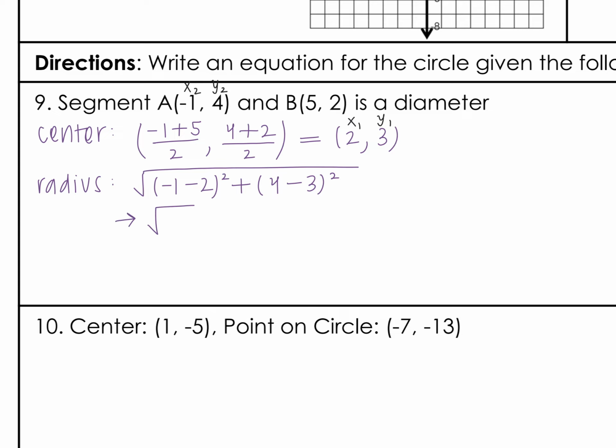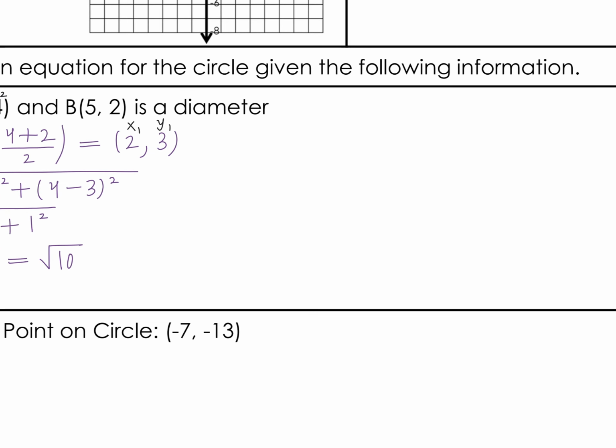Then I'm going to go through and simplify what's in my parentheses. So -1 minus 2 will give me -3 squared, plus, and then 4 minus 3 gives me 1. And I'm going to square that. Which, when I square these numbers, I should get 9 and 1, which will give me the square root of 10 for my radius. So now I have my center, I have my radius. We are good to plug in to find our equation.